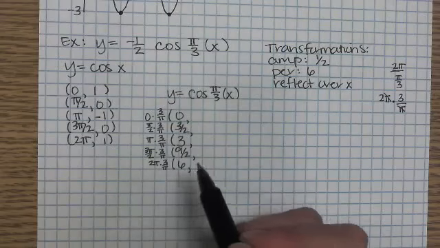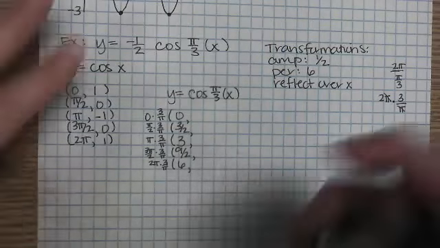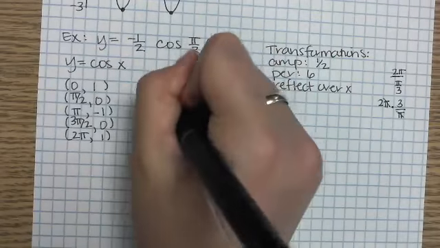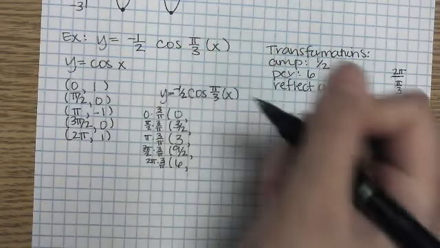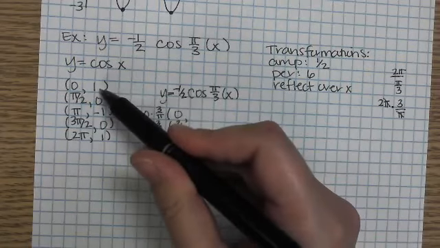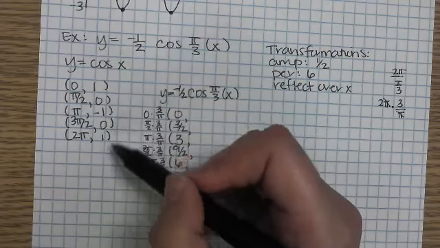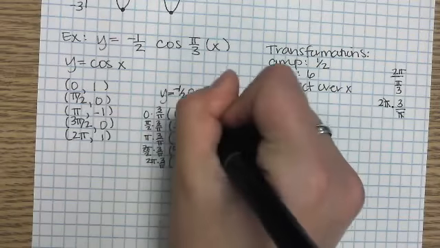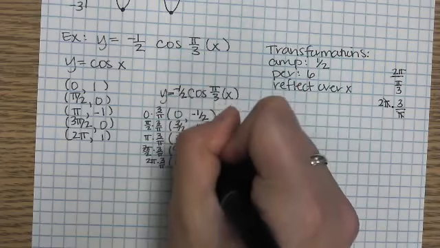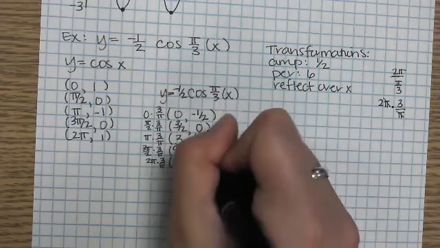Actually, let's go ahead and just do all the transformations all at once. We might as well. So y equals -1/2 in the front. So now that means I'm going to take each of my y coordinates and multiply them by -1/2. So 1 times -1/2 is -1/2, and 0, and +1/2, and 0, and -1/2.